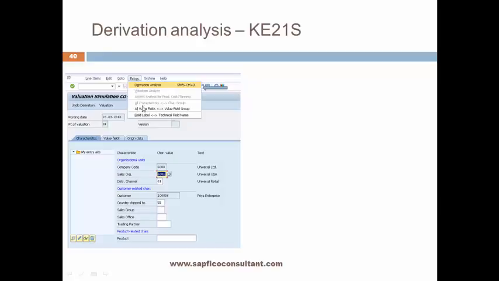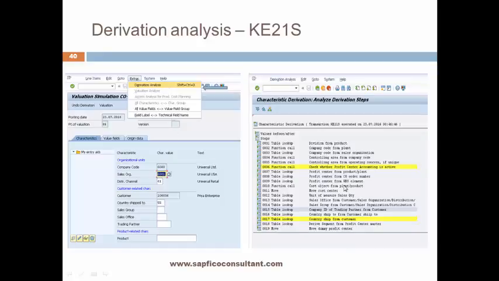If you want to do a derivation analysis, click on extras, derivation analysis, and you get how the system has gone through all of the derivation steps. So in this case, the profit center is active and country shipped from customer. So it has picked up the country shipped from customer.